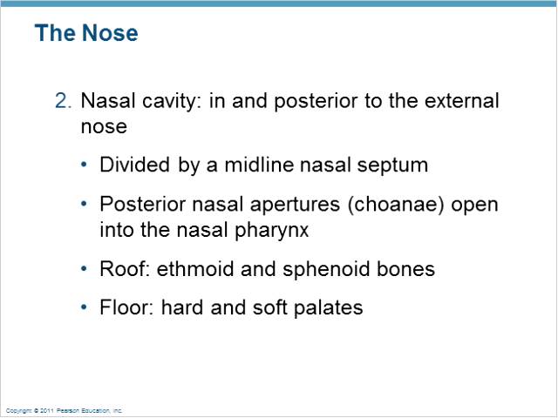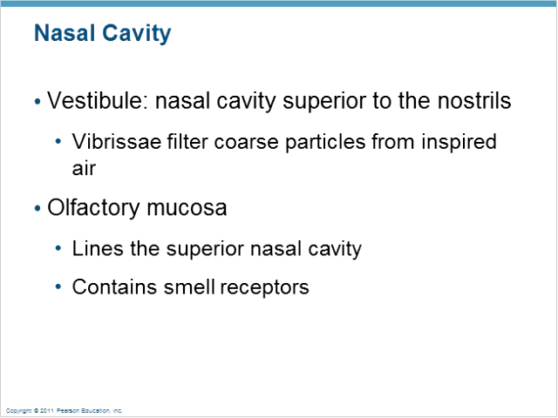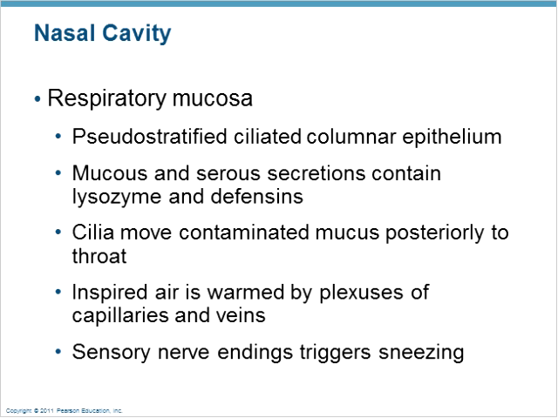The roof of the nasal cavity is made up of the ethmoid and sphenoid bones, and the floor is really made up of the hard and soft palates. The vestibule is the nasal cavity superior to the nostrils, and the vibrissae filter coarse particles from the inspired air. The olfactory mucosa lines the superior nasal cavity, and it contains those smell receptors we talked about before. The respiratory mucosa is pseudostratified ciliated columnar epithelium. That makes sense when you think that it produces mucus.